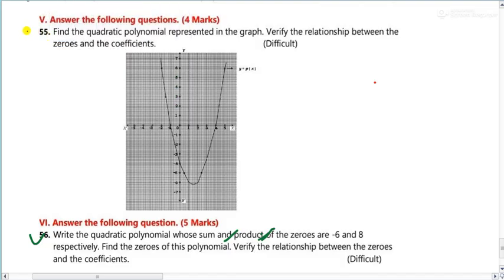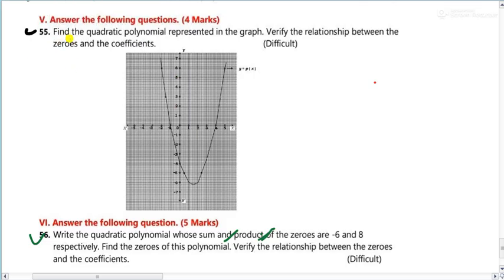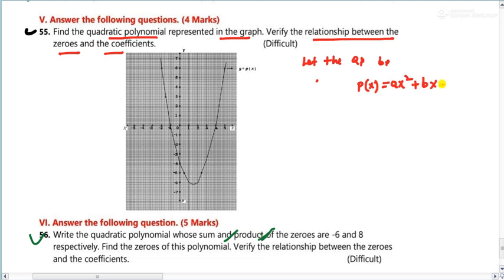This is a little different. What they have asked: find the quadratic polynomial represented in the graph. Verify the relationship between the zeros and coefficients. Okay. So instead of giving the direct value, they have given you a graph. Okay. So we can write, let the quadratic polynomial be p of x, which is equal to ax square plus bx plus c. Correct?